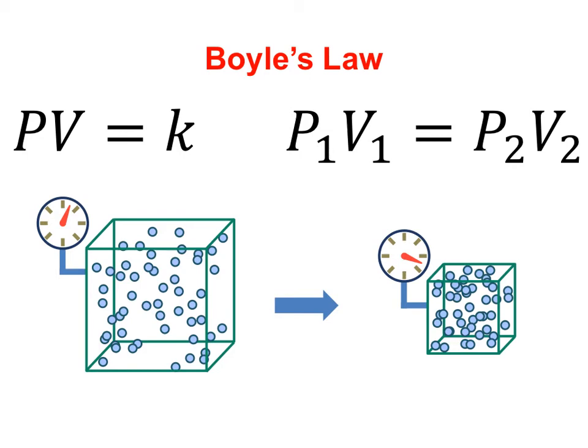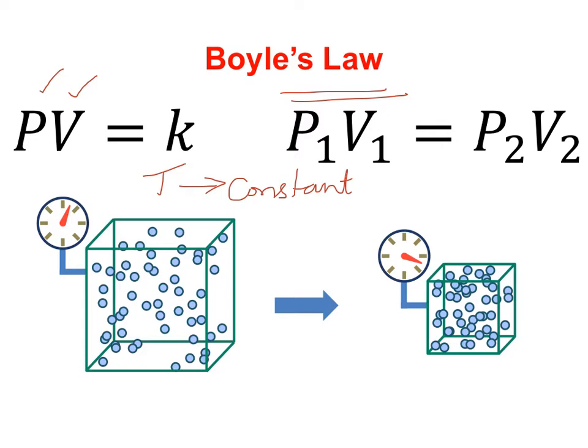Boyle's law states that the pressure of a gas is inversely related to volume. Pressure is inversely related to volume when temperature is constant. Okay, what does that mean? This means they are inversely related. That means if pressure increases, volume decreases, and this is what is being shown in this picture.